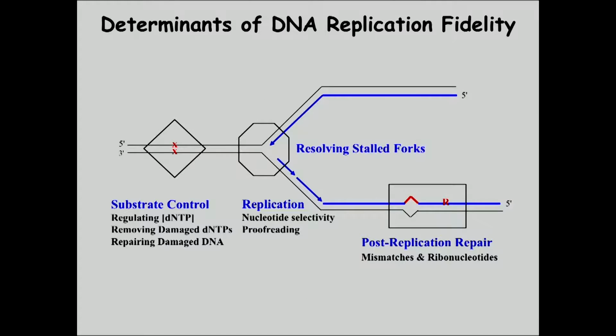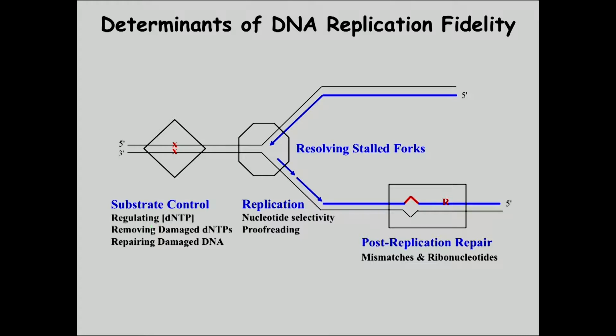ribonucleotide excision repair. So these are the determinants of DNA replication fidelity, and they include the control of the substrates used, which means the lesions in the DNA are repaired by a number of different DNA repair processes, which Leona just carefully articulated for you, as well as the regulation of rNTP concentrations in cells and removing damaged rNTPs before the replication forks operate. At the replication fork itself, there is the nucleotide selectivity of DNA polymerases and proofreading exonuclease.